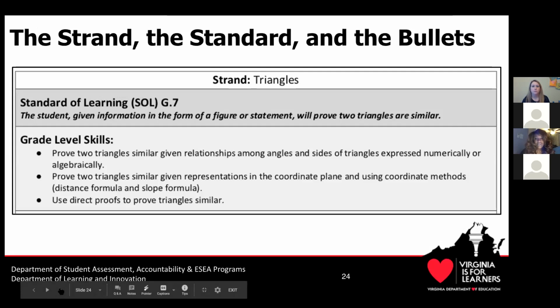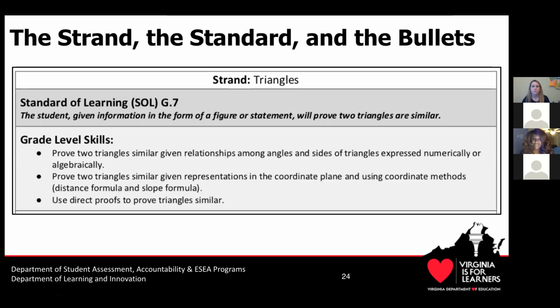Next, you're going to see the strand, and the strand we're looking at today deals with triangles. You'll also have the standard of learning there in bold, along with those sub-bullets. The standard we're looking at tonight is: given information in the form of a figure or statement, prove two triangles are similar. Those sub-bullets are also provided: proving two triangles similar given relationships, looking at relationships and representations in the coordinate plane and using coordinate methods, and then of course using direct proofs to prove triangles similar.